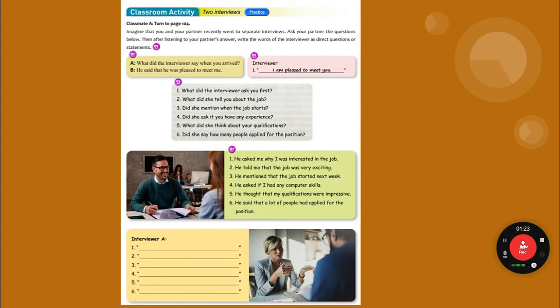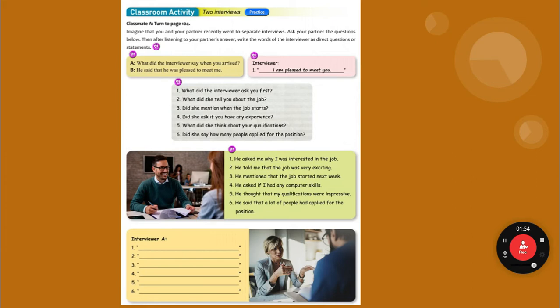What did she tell you about the job? What did he tell you about the job? That should be the question. He told me that the job was very exciting. Did he mention when the job starts? He mentioned that the job started next week. Did he ask if you have any experience? He asked if I had any computer skills.